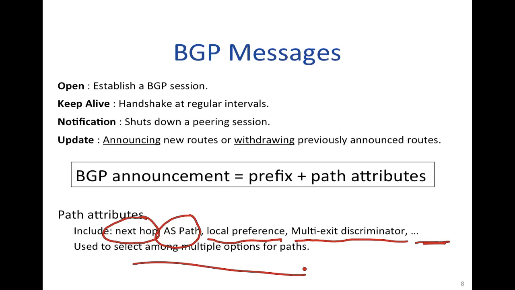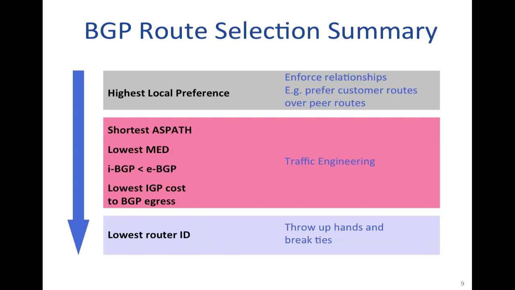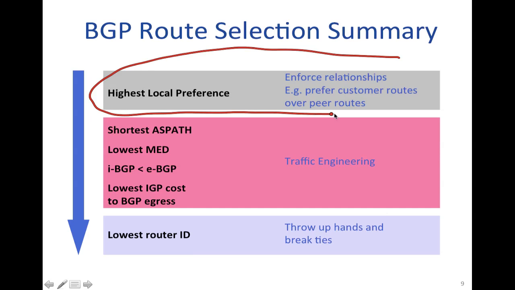And basically, when we have a choice, the sequence goes something like this. So we start with the highest local preference. We'll see an example of that in a moment. It's a local preference that tells us how we enforce relationships. We might prefer customer routes over peer routes, and we'll see an example of that in a moment. If the local preference, which is essentially our local policy, doesn't tell us which particular path to pick when we have some choice, the next one is we'll simply pick the shortest autonomous system path. In other words, the shortest path to a destination.